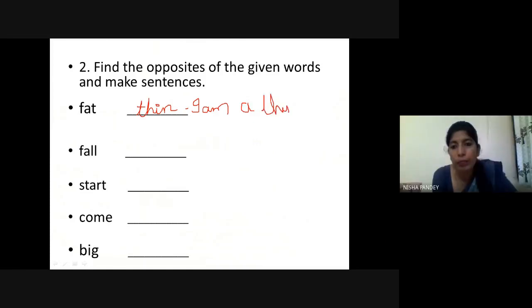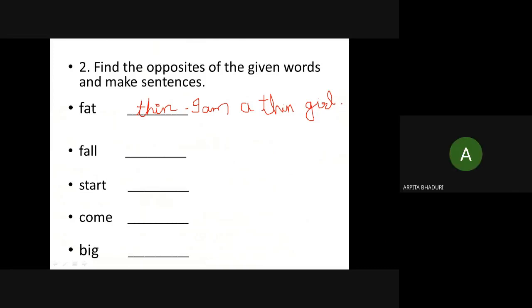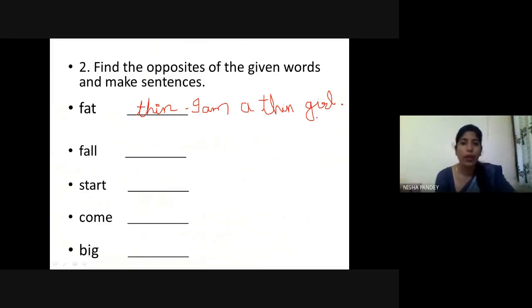Or you can write, Meera is very thin, or I have a thin stick in my hand. Whatever. I am a thin girl. So girl, the spelling is g-i-r-l. And we know that after writing a sentence, what we have to put at the end? Full stop. Do you remember or not? Yes, ma'am. Very good.